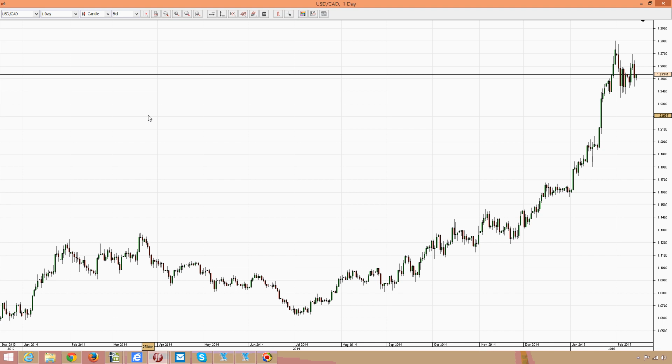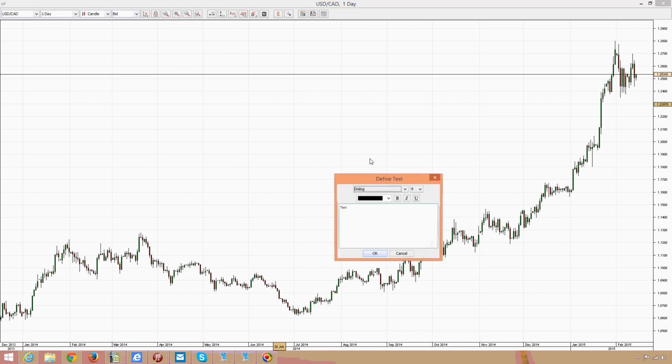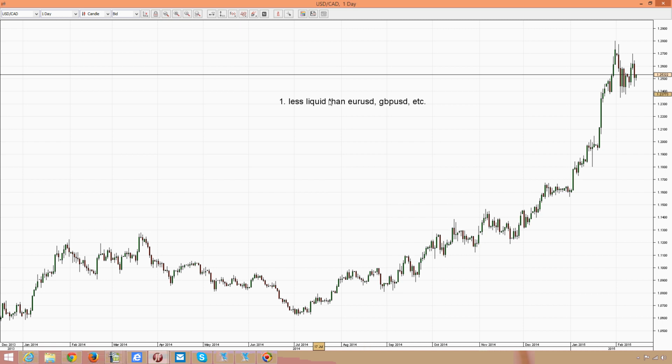I would like to move on with the US dollar and Canadian dollar. Again, one of the most interesting currency pairs. It is by far less liquid, so the first thing you need to know about the US dollar Canadian dollar pair is, number one, it is less liquid than euro US dollar, Great Britain pound US dollar, or basically less liquid than other majors.